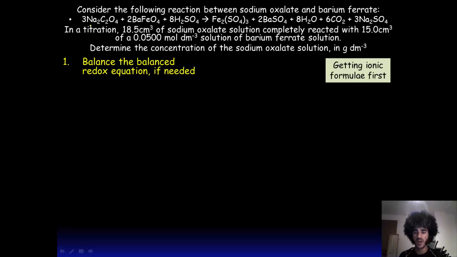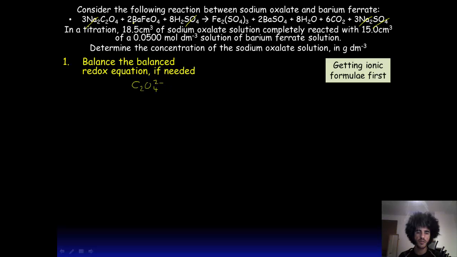To do that, I need to work out what my spectator ions are going to be. Now, sodium, group 1, is always going to be plus 1 as an oxidation number. So I can forget that, and over there I can forget that. The sulfate ion never changes, incredibly stable, it's always going to be 2-, so I'm going to forget that, and forget that. Just for the purpose of writing the redox equation, mind you. So, if I take away two lots of Na, which each one is 1 plus, that leaves C2O4, which has a 2- charge.